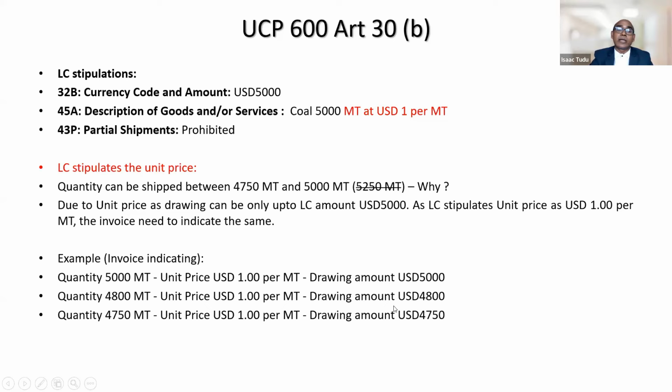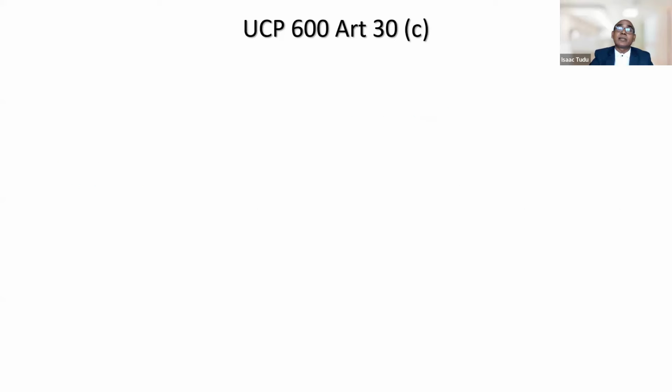All are perfectly okay. Why? The plus 5% tolerance against the quantity we were not able to give in this case due to the unit price. Because the moment you give 5% tolerance here, it will become 5,250, isn't it? 5,250 at the rate of 1 means $5,250 will be the drawing amount, which will exceed the LC amount. Okay, so understand that concept. Let us go and understand further here.